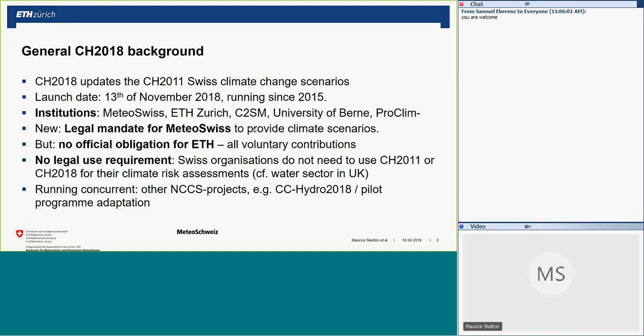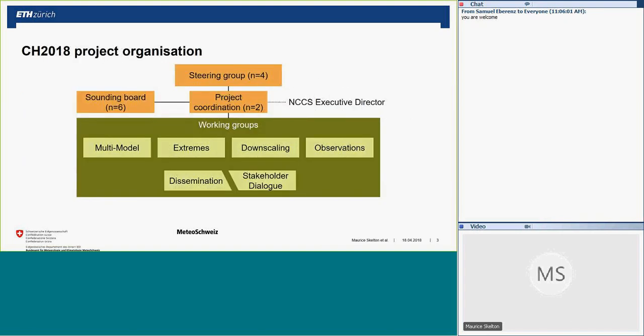Other projects are running concurrently, in particular through the National Center for Climate Services. There's a similar project, CH Hydro 2018, which is looking at climate change effects specifically on hydrological features, so rainfall. And then of course there's the program on adaptation, which is now going into the second round. Maybe a few words on the project organization.